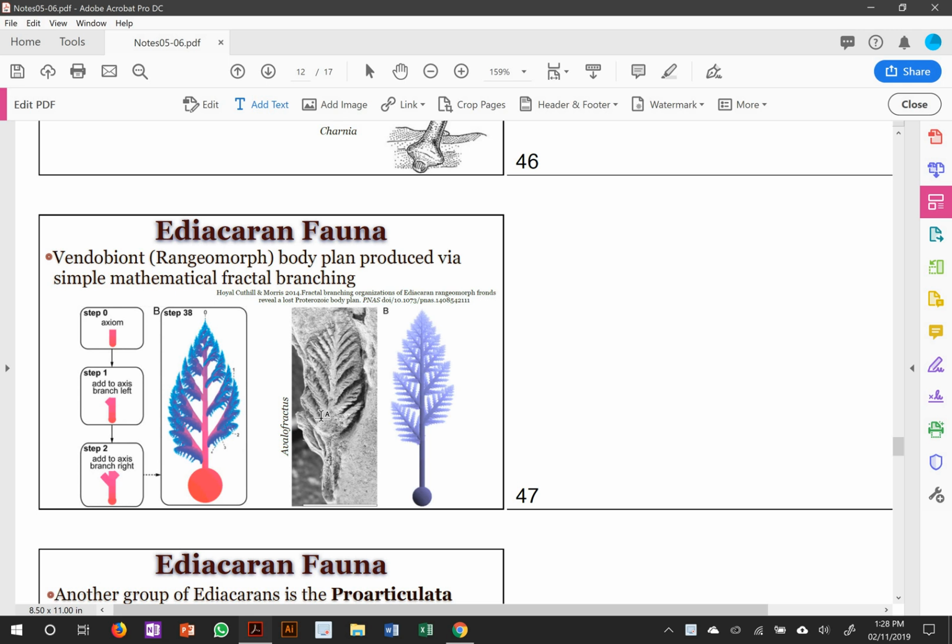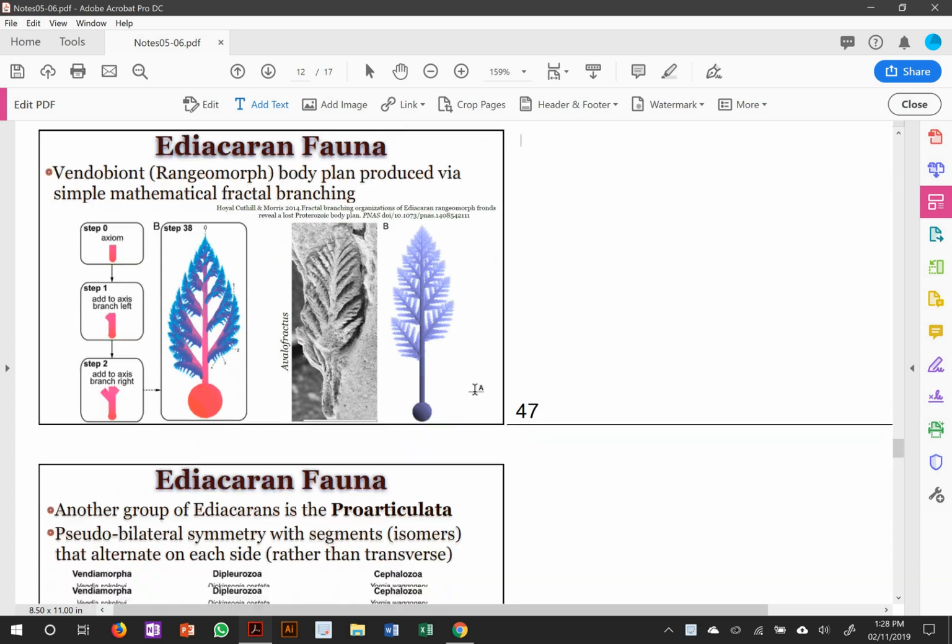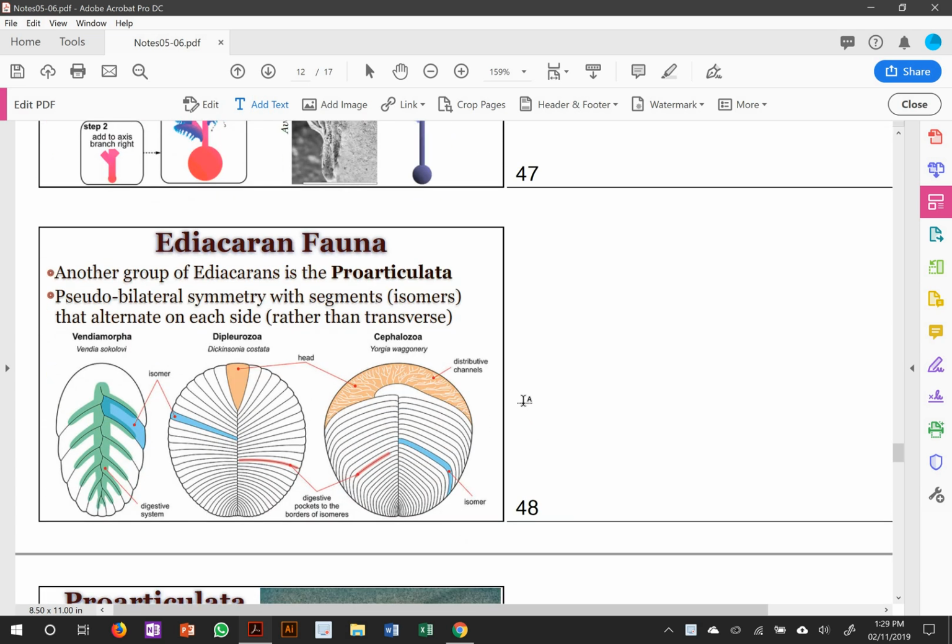All right. So another group that might be related to them or might not is a group that's been named the Proarticulata. These are flat animals that seem to sit on the bottom, on the substrate, on the ground. And they have what's called pseudo-bilateral symmetry, or sometimes sliding symmetry, where they appear to be more or less bilaterally symmetric, but they're not perfectly. You can see that the segments, called isomers, here are offset. Those segment divisions don't go straight across, but are offset from one another. So this one is offset by 50% from the next one across the way, and so on. So this is sort of pseudo-symmetry or sliding symmetry here, rather than the typical transverse symmetry we get in modern animals.